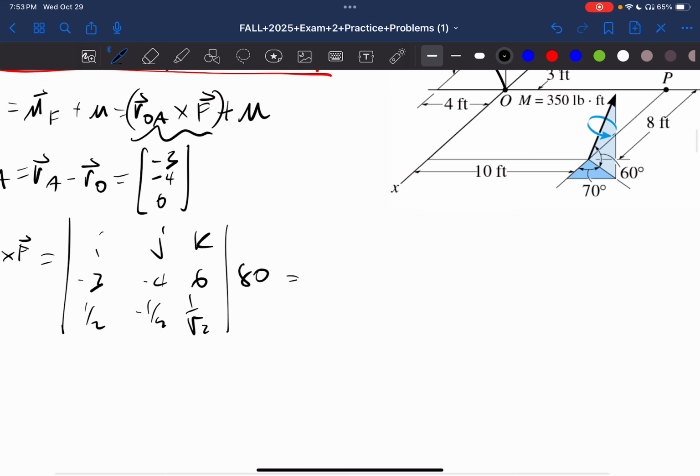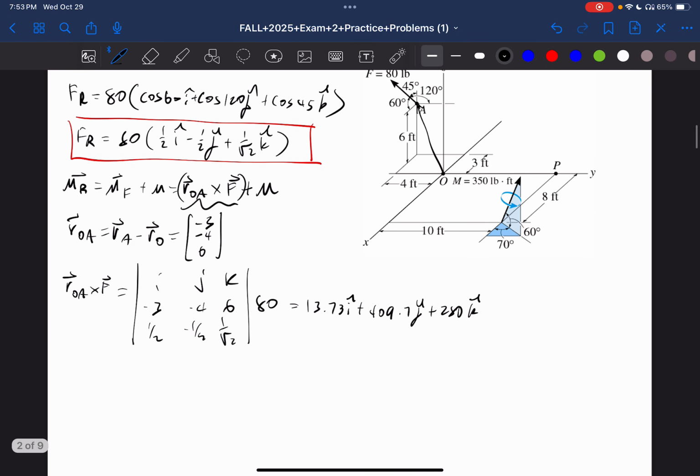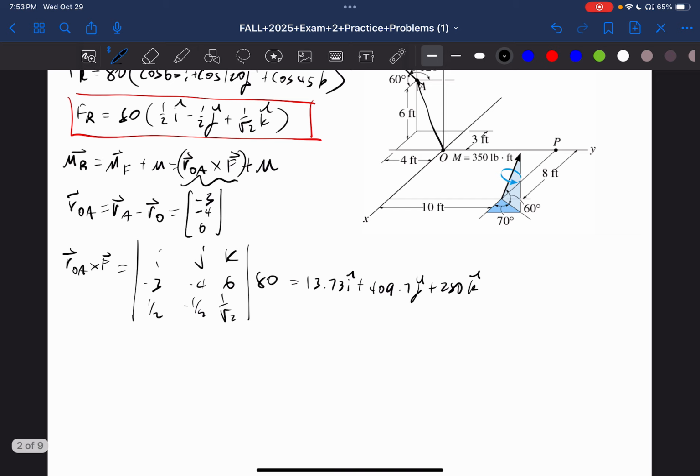This is going to be equal to, just do it out. I don't really feel like doing it. I'm just going to write down the answer. It's going to be 13.73 i plus 409.7 j plus 280 k. And this is in feet pounds, because feet and pounds, obviously. Now that we have this, we can add, so the resultant moment is going to be equal to this, which we just found, plus the given moment.